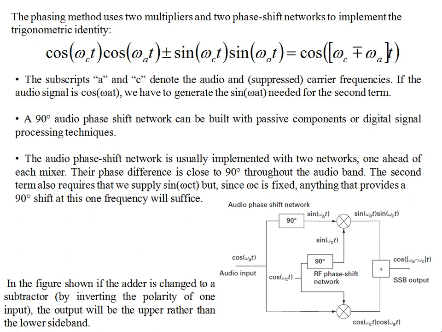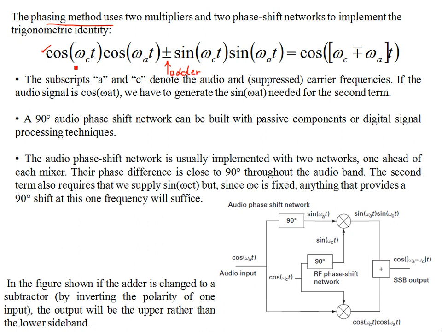The second method is the phasing method. It requires two multipliers. Let's say you have a single carrier, cosine omega ct, and if you look at this trigonometric identity, plus minus will yield minus plus omega c, omega a. You can select the upper or lower sideband by, this means you need an adder. And this adder can be converted to a subtractor by inverting one of its inputs. So you need an adder, it can be an op-amp circuit.